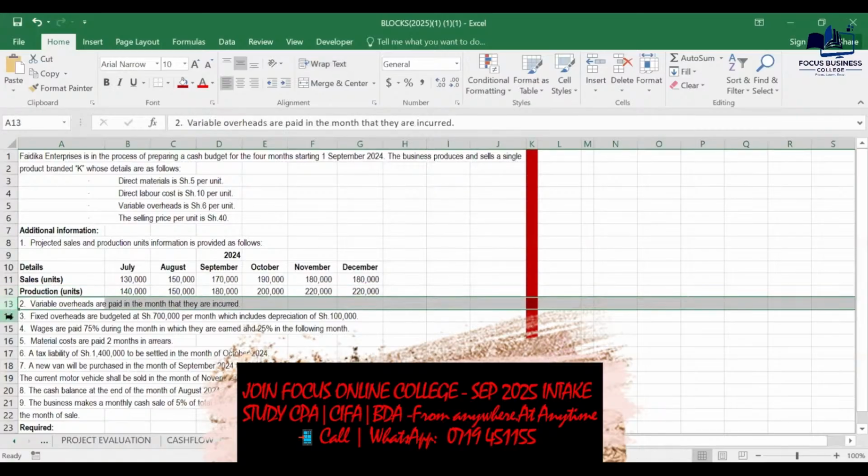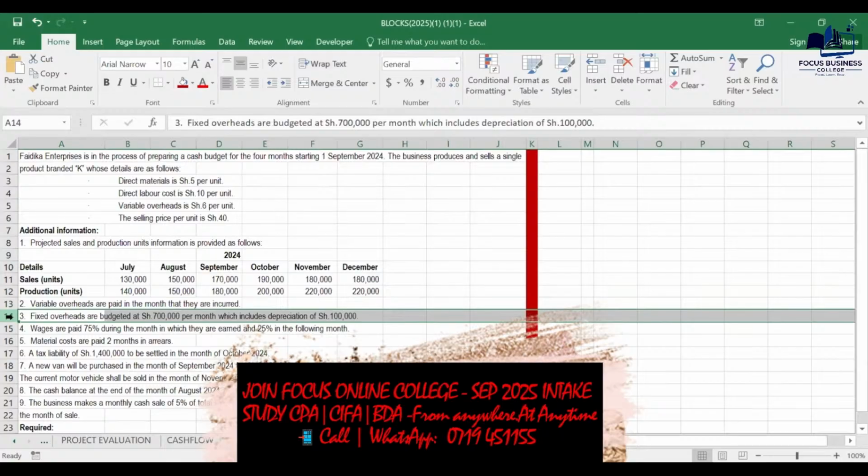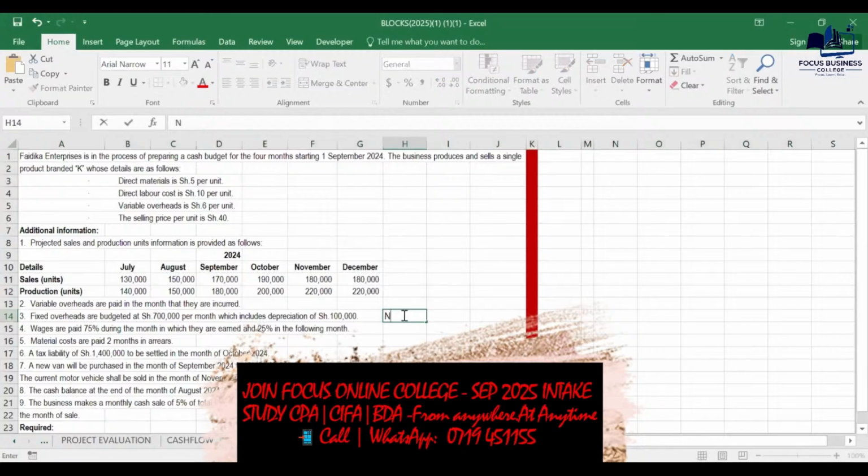And then you're told the fixed overheads are budgeted at shillings 700,000 per month, which include the depreciation. Remember, we say that depreciation is a non-cash item, so when preparing the cash budget, we don't consider the non-cash item. In other terms, we don't consider those particular items of incomes or expenses which do not give rise to a cash inflow or cash outflow. So in our case, when considering these fixed overheads, we will have to exclude the depreciation simply because it's a non-cash item.